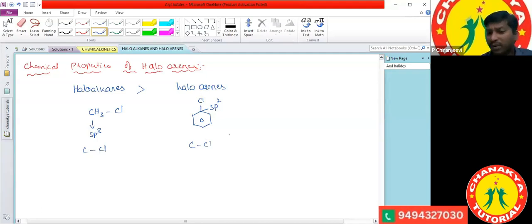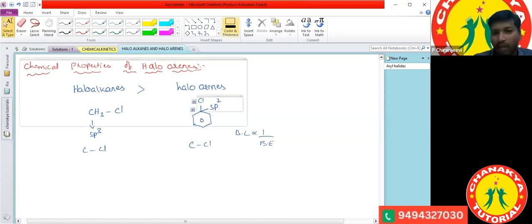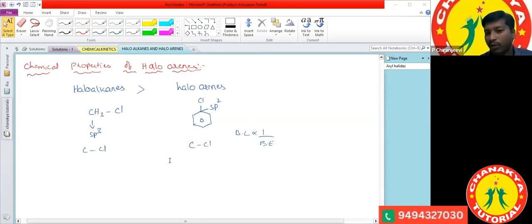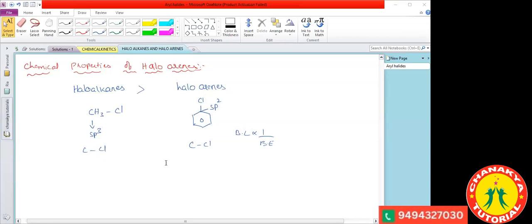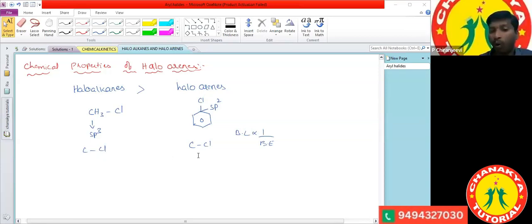What is the relationship between bond length and bond energy? Bond length and bond energy are inversely proportional. So for which one is more energy required to break the bond, haloarenes or haloalkanes? Haloarenes require more energy to break the bond.